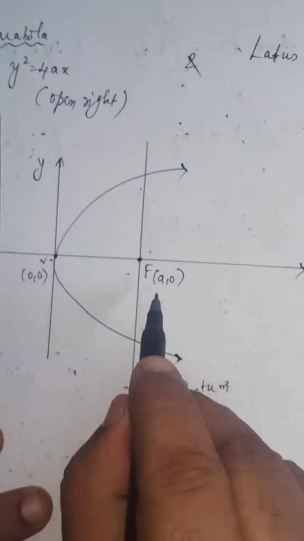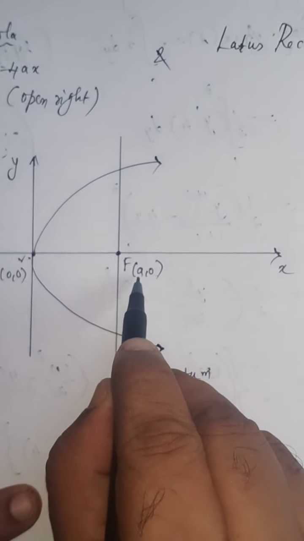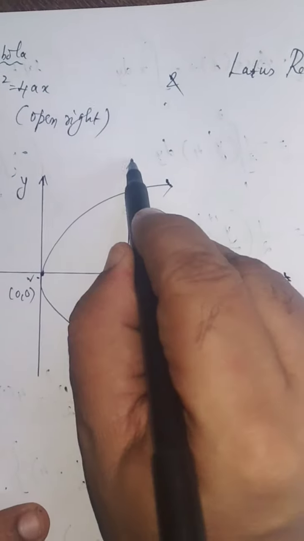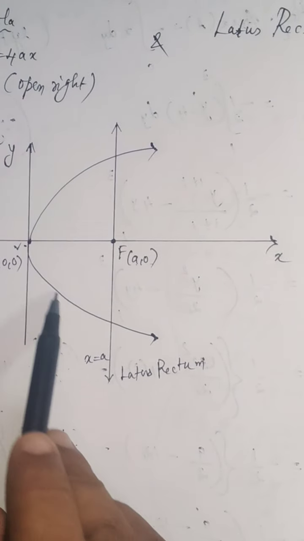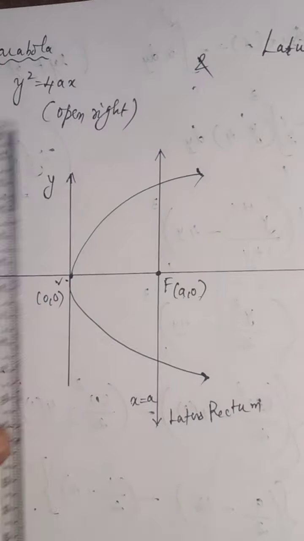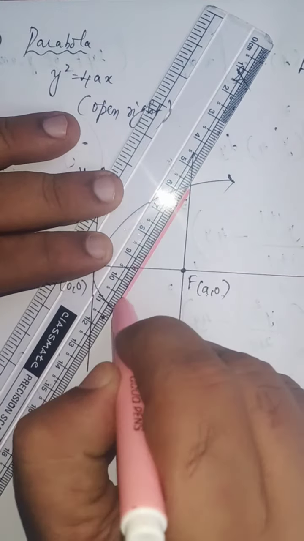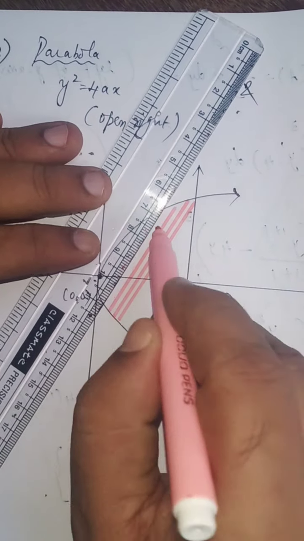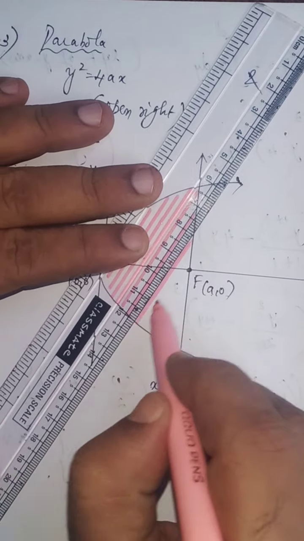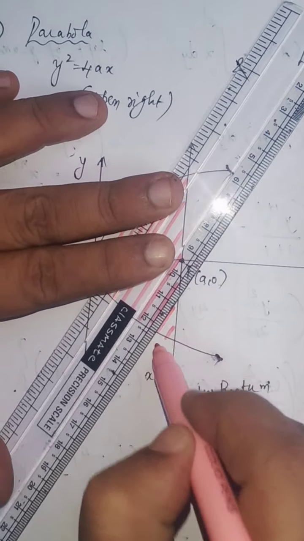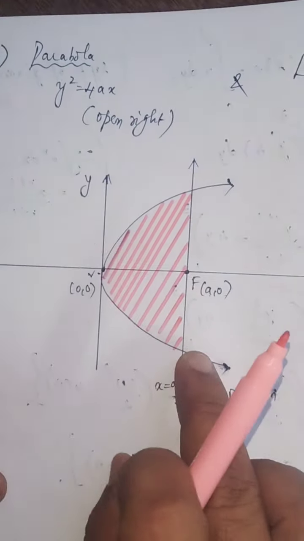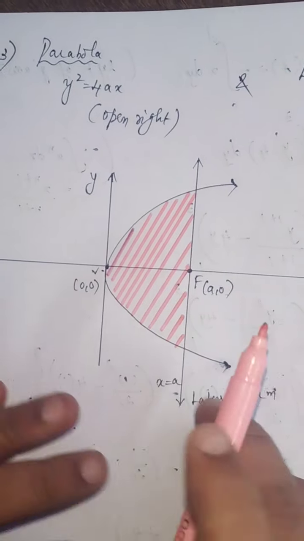This line is passing through which axis? X axis. What is the x coordinate? A. So x equal to a is the equation of latus rectum. Here is a closed region. We have to find out this area. This shaded region is the required area.